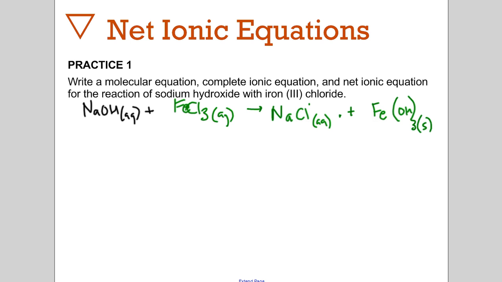Now balancing is still important, so let's go back, put our coefficients in. We need 3 hydroxides on the reactant side, and we're going to need 3 sodium chlorides on the product side. That should cover us. Now we need to write our complete ionic equation. Everything aqueous gets torn down in proper quantities, so I've got 3 sodium ions. I've got 3 hydroxide ions. I've got 1 Fe3 plus. I've got 3 chloride ions.